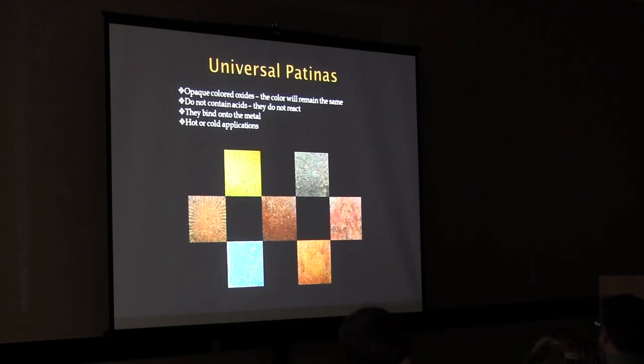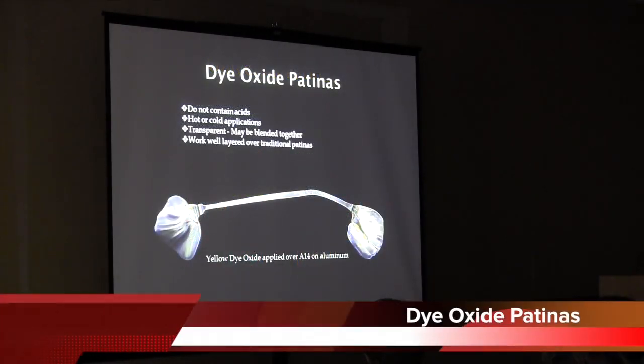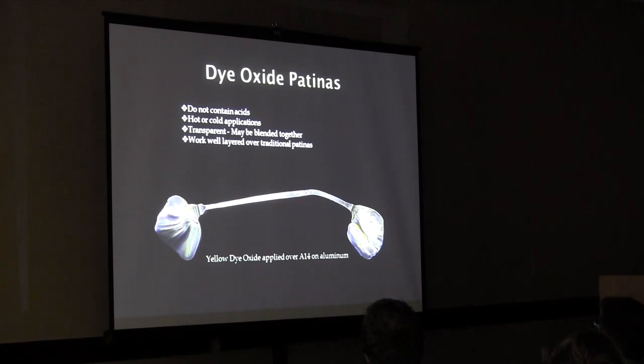This was put on with a sponge. Did this with a sponge. Again, this is on steel. And this is yellow and rust combined with brown. This is a forged piece of aluminum a friend of mine did at a conference, an iron conference.